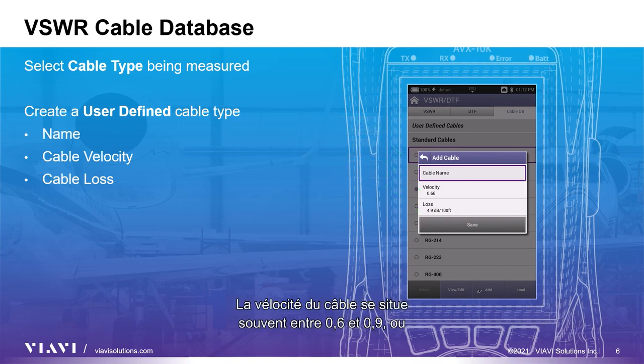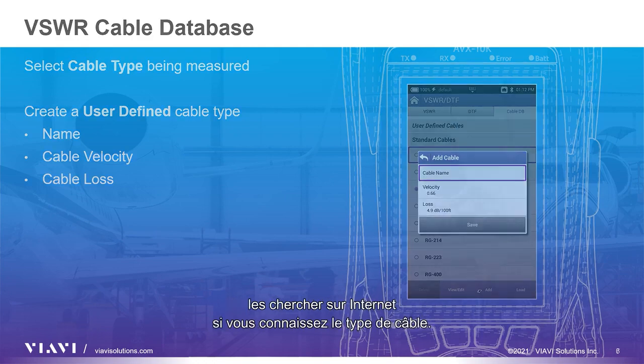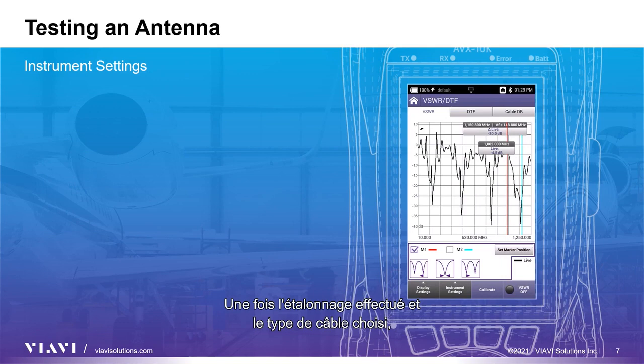The cable velocity is usually between 0.6 and 0.9 or may be specified as a percentage between 60 and 90%. These values are specified by the cable manufacturer or can be researched on the internet if you know the cable type. With calibration complete and cable type selected, you are ready to test either an antenna or a cable.